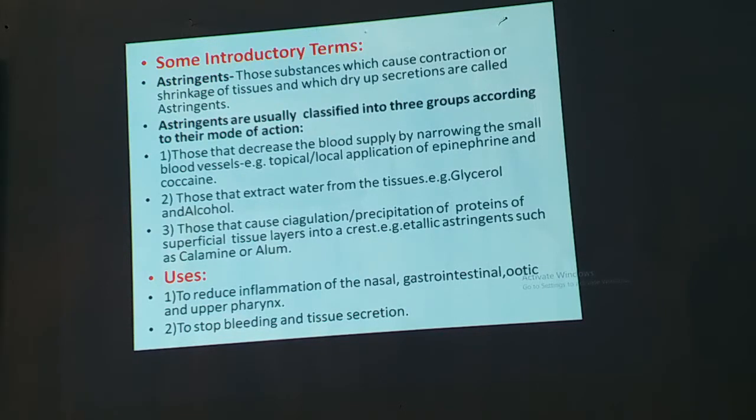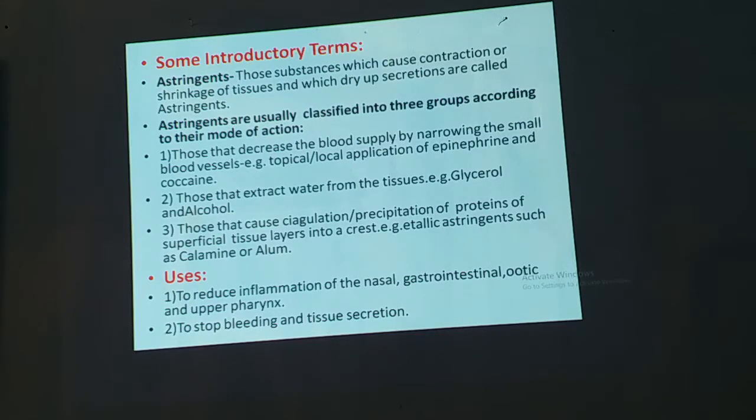Astringents are usually classified into three groups according to their mode of action. First, those that decrease the blood supply by narrowing the small blood vessels. Example, topical or local application of epinephrine and cocaine. Second, those that extract water from the tissues. Example being glycerol and alcohol. Third, those that cause coagulation.